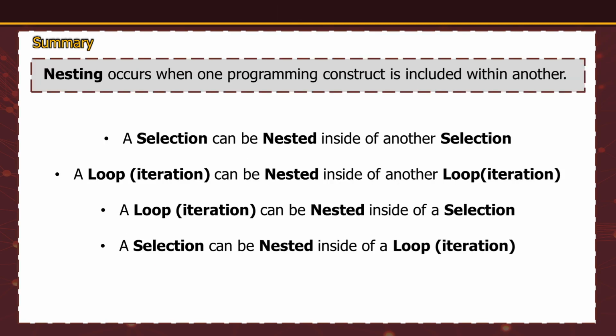Let's recap. Nesting occurs when one programming construct or many are inside of another. The most common ones we see are a selection nested inside of another selection, a loop inside of another loop, a loop inside of a selection, or a selection inside of a loop. These are not the only ones. It is possible to have multiple layers of nesting. For example, a selection inside of a selection inside of a selection inside of a loop.